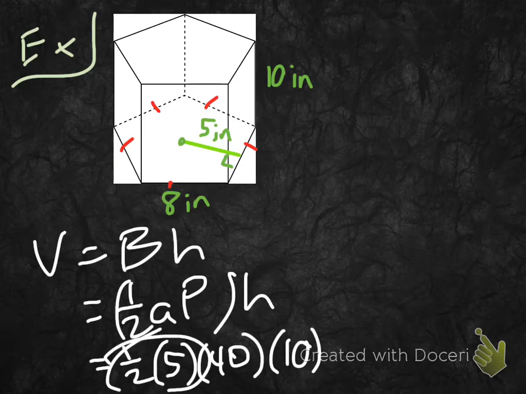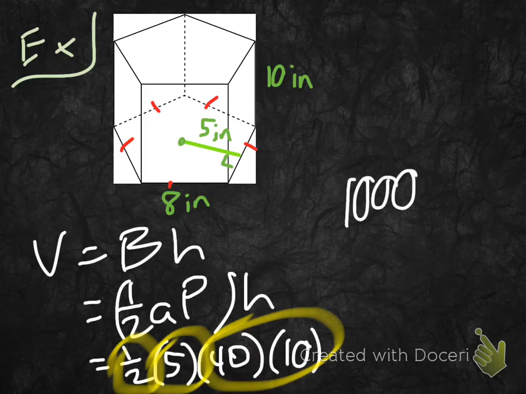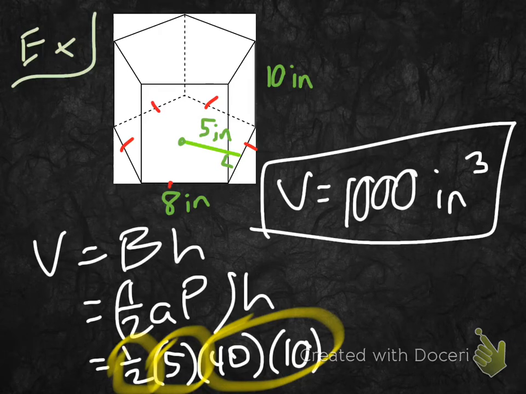I would not multiply the 1/2 and the 5 first because it's an odd number and it gives you a decimal. What I would do is multiply 40 times 10, which is 400. Then half of 400 is 200, times 5 gives you 1,000. 1,000 what? We're talking about volume, which means it's 1,000 cubic inches. So you can multiply in any order using the commutative property. If you did 1/2 times 5 first, you still would have gotten the same thing. Just why add a decimal if you don't need to?